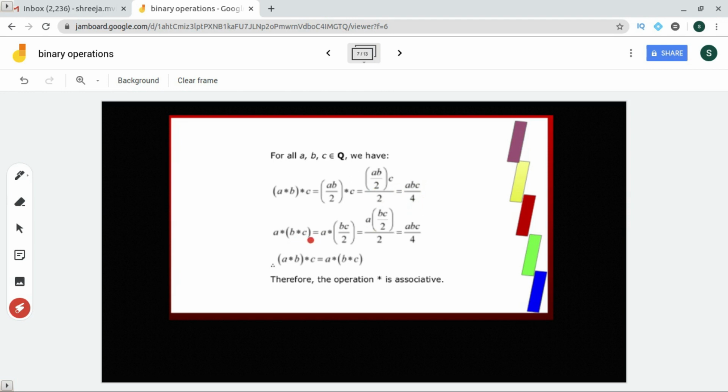Now here, B star C is BC by 2. This is of the form A star D. Take this bracket as D. A star D is AD by 2, that is A into BC by 2. Now this is ABC by 2 divided by 2, that is ABC by 2 into 1 by 2, that is ABC by 4. So (A star B) star C is equal to A star (B star C). So star is associative.